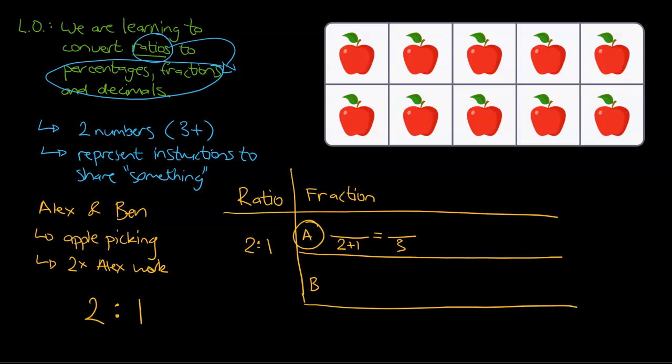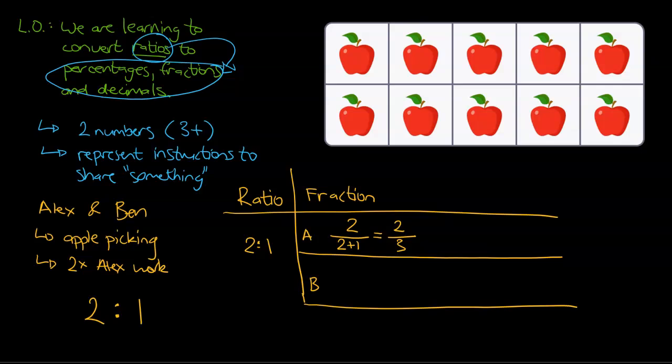Now, because we're dealing with Alex, the numerator of the fraction is going to relate to the portion that Alex gets. So we can see here we had 2 apples and 1 apple. The 2 related to Alex. So that 2 is going to sit up the numerator, and it's going to sit on the numerator on this side over here as well. So what this means is Alex is getting 2/3 of the apples. 2 out of the 3 apples he's going to get.